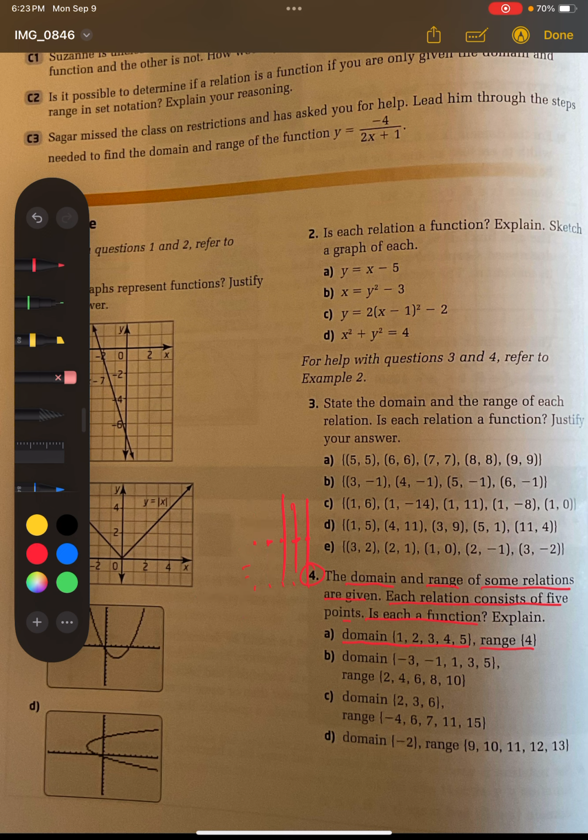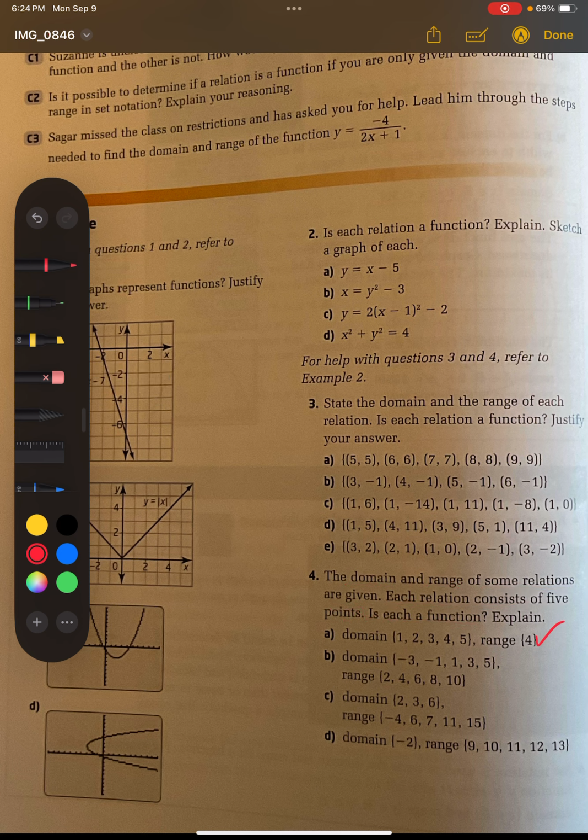Okay, and furthermore, another way you can just look at it is that each of these are different. 1 is not going to point to anything except 4. 2 is only going to point to 4. 3 and 4 and 5 are only going to point to one thing. I don't have another 5 pointing to something else. So that's why A is a function.